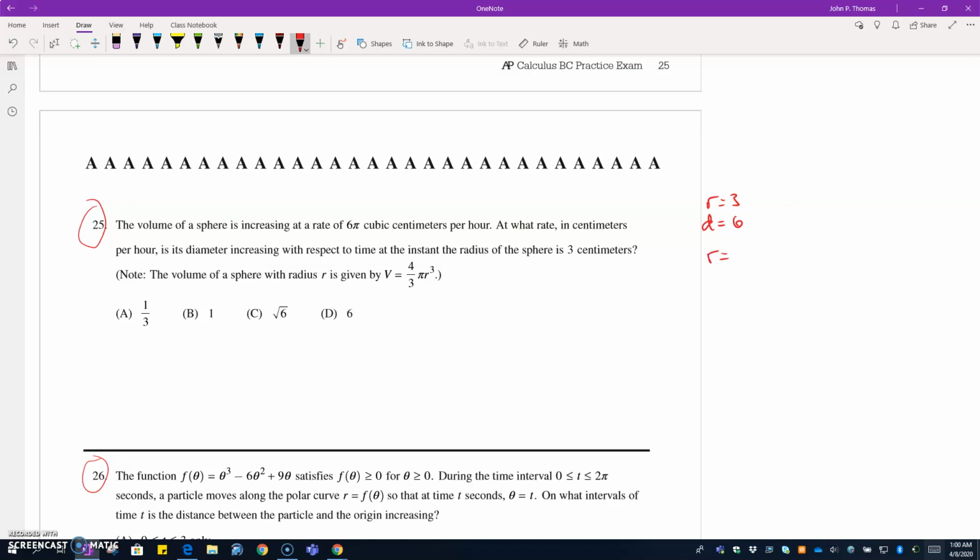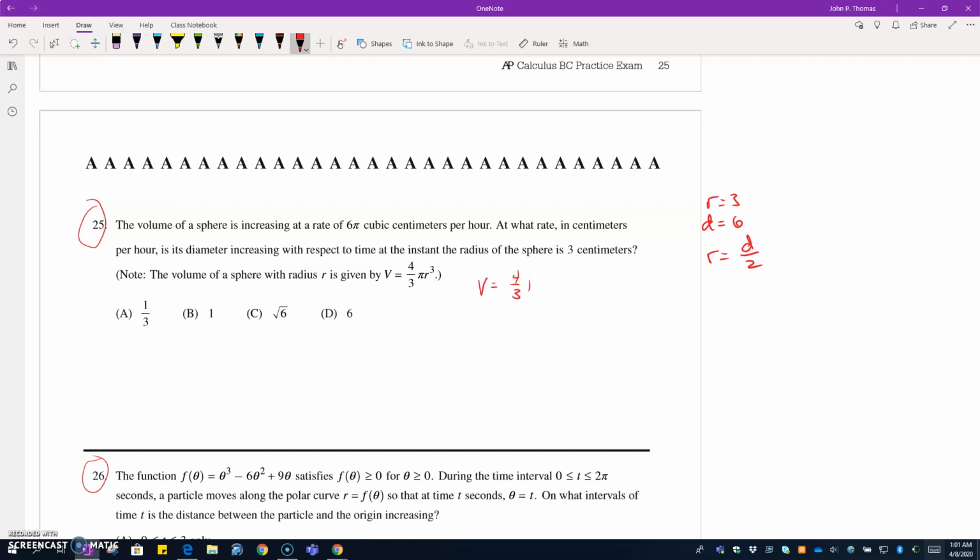We also know that the radius equals the diameter over 2, which is another thing that might come in handy in this problem. So they want us to relate the change in volume, which they gave us, and find the rate of change of diameter, right? Because it asks how the diameter is increasing with respect to time. So I'm going to take this volume formula they gave us, and I'm going to rewrite it so that it's in terms of d instead of r.